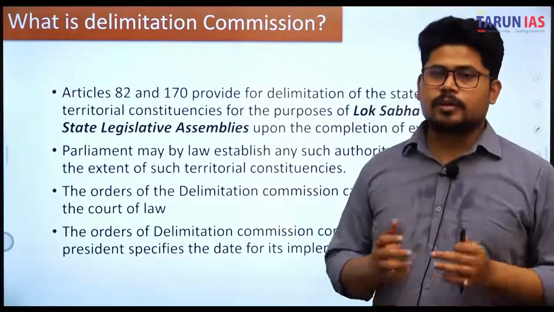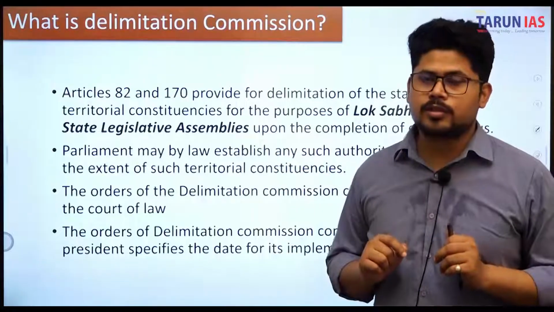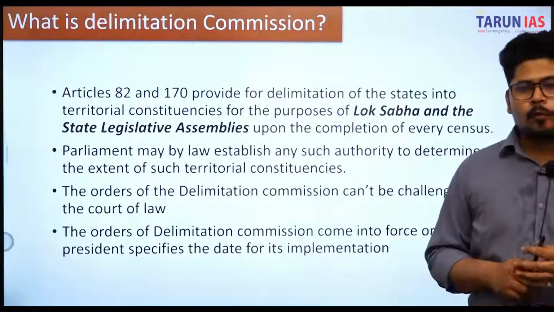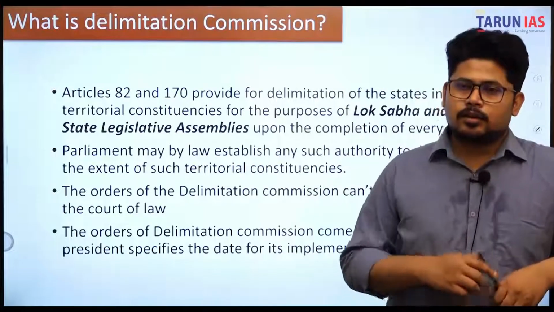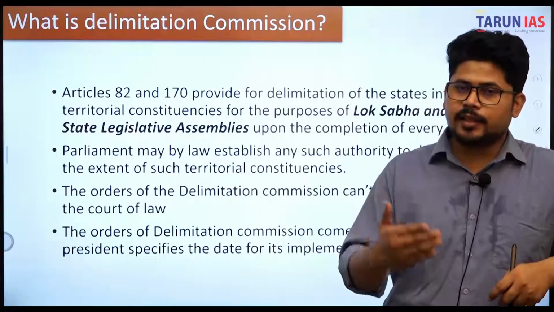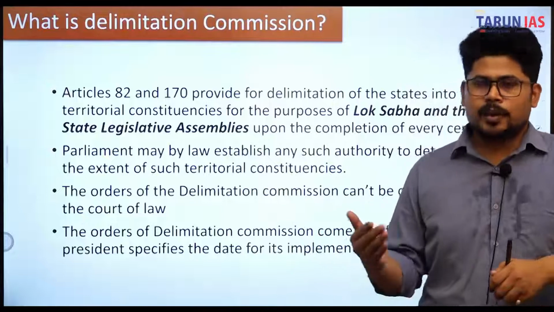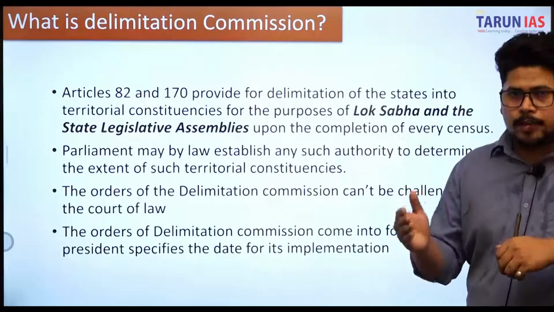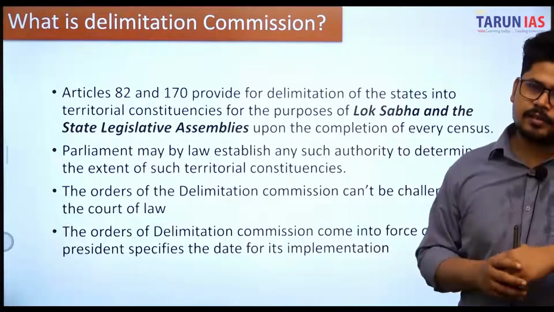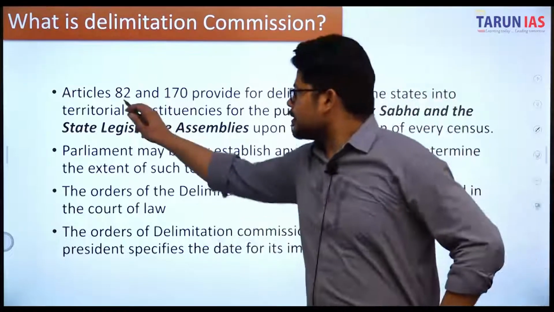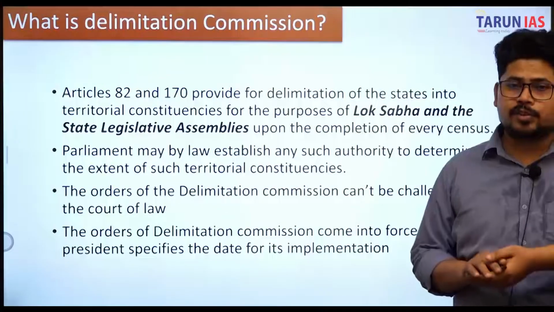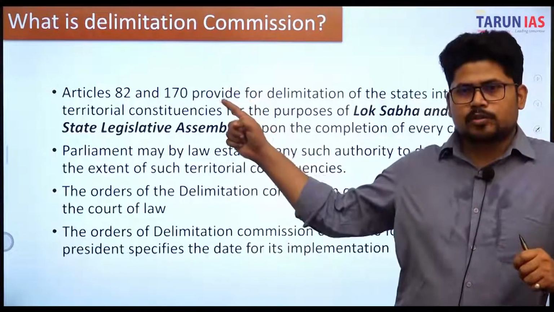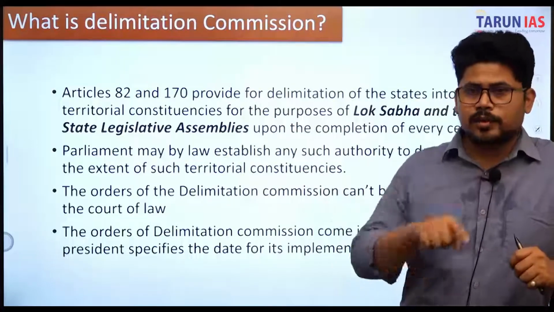a boundary commission for redrawing the boundaries of territorial constituencies for the election to parliamentary seats and for the election to assembly seats. When I'm talking about assembly seats, it means the state legislative assemblies, or in Hindi we call it Vidhan Sabha. Vidhan Sabha is basically the state legislative assembly, and Lok Sabha is the parliamentary seat. Articles 82 and 170 provide for delimitation of the states into territorial constituencies for the purpose. Article 82 basically talks about the delimitation of the states.